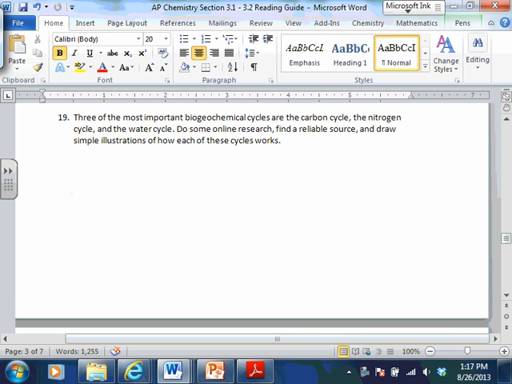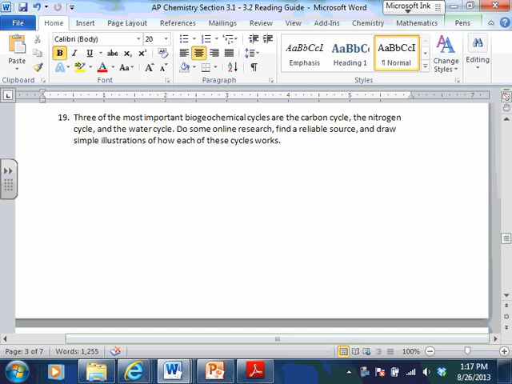Now, they do talk about biogeochemical cycles, okay? So this is on the AP exam, all right? Which means they may ask a question about a biogeochemical cycle, assuming that you understand it. The most important ones, I would argue, are the carbon cycle, the nitrogen cycle, and the water cycle. And I know we've talked about these in biology before, haven't we? You guys remember talking about those cycles?